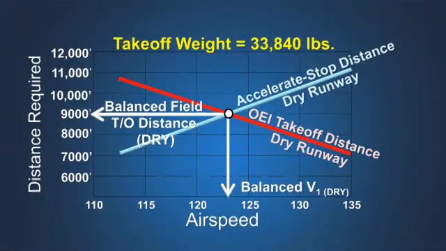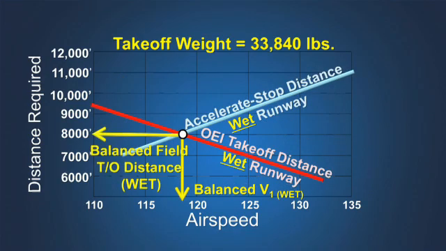At 33,840 pounds, the balanced field takeoff distance is precisely 9,000 feet, the length of runway 29 right. However, at this same weight, the balanced field takeoff distance on a wet runway is only 8,000 feet.